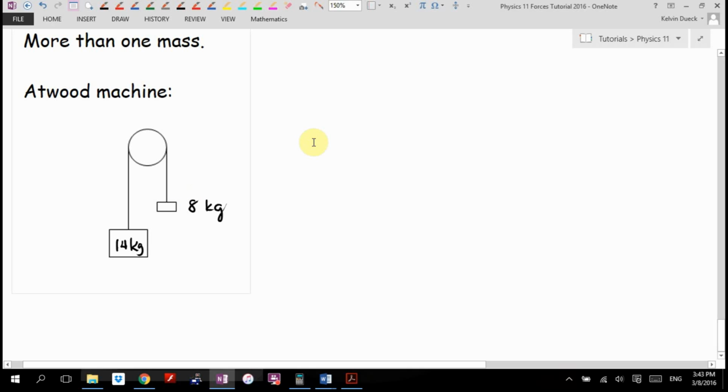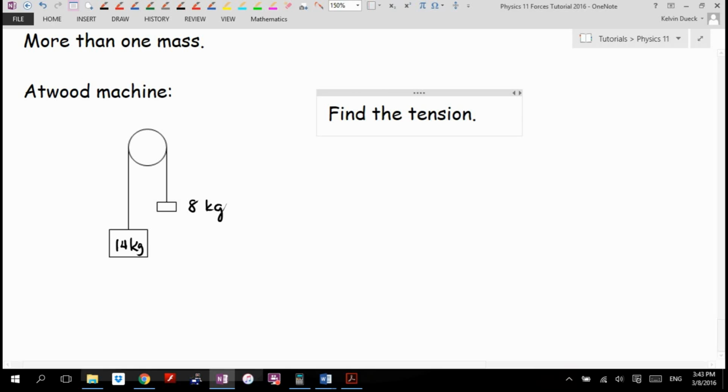What am I going to ask you to find? You know what? I'm just going to say, find the tension. You can't yet. First, what you have to find is the acceleration of the whole thing. Then you can find an individual force like the tension. But how are we going to start this? What are we going to do first? What are the forces acting on this 14? Get the obvious one.